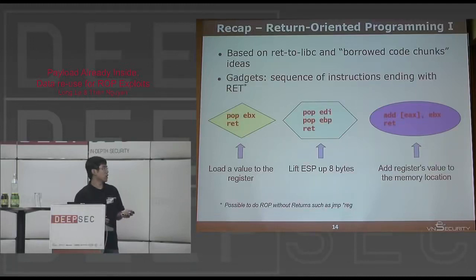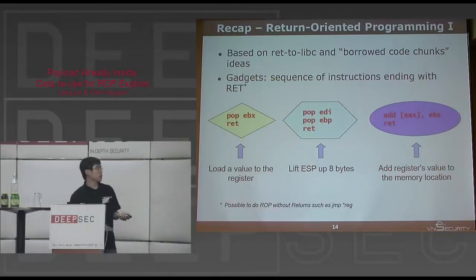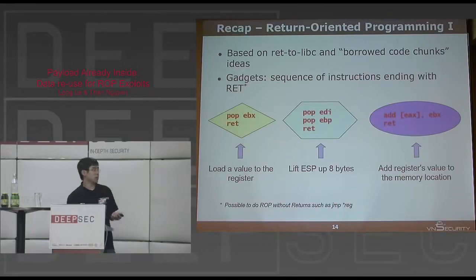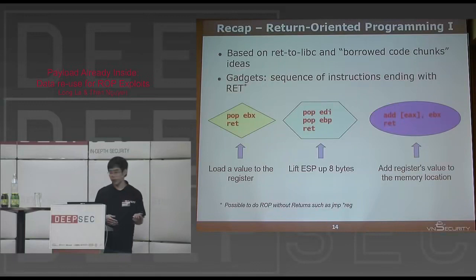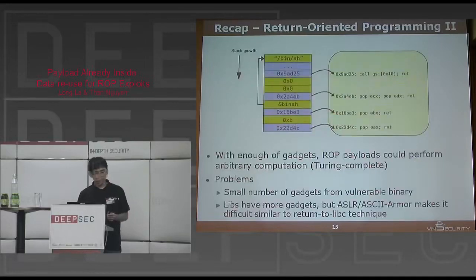Here are some examples of gadgets. For example, loading a value into a register, which is pop register and return, so you can load a value into the EBX register. Or for example, this one lets you load 8 bytes from the stack pointer, or add some value into a memory location. These things are called gadgets in terms of ROP.